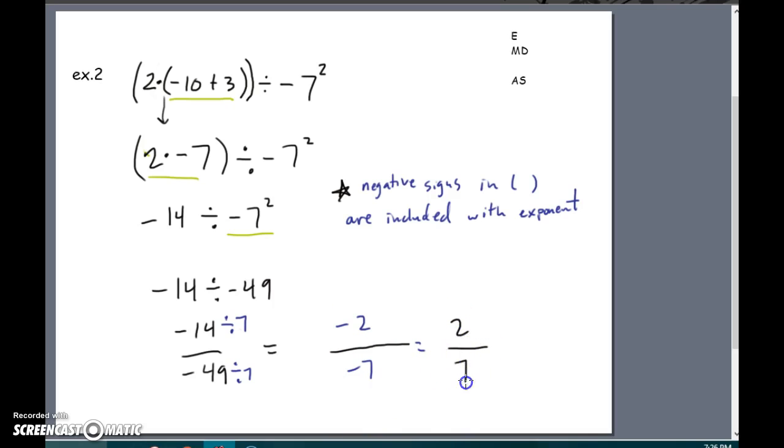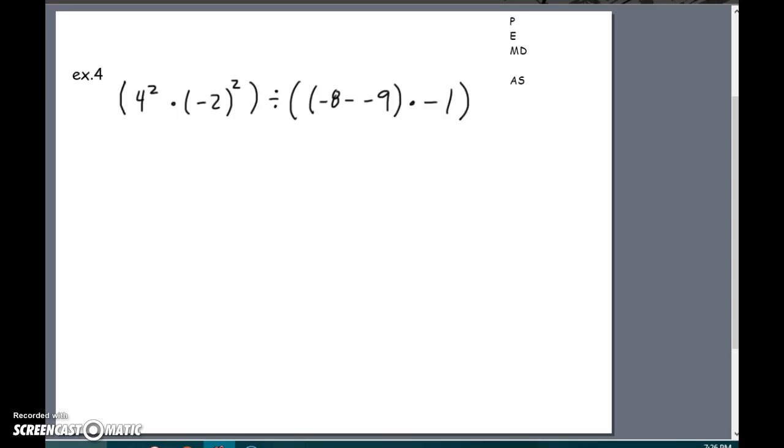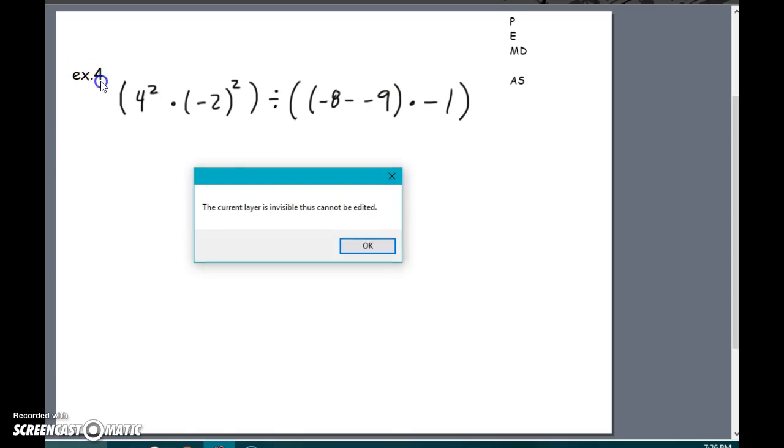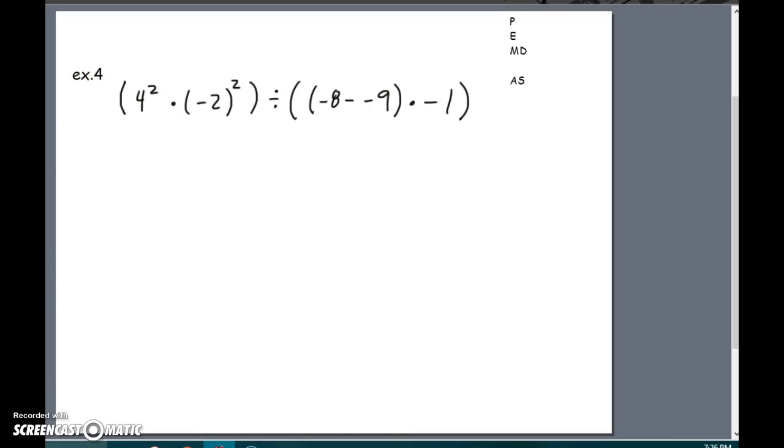So we've got 2 over 7. Done. Cool? Sweet. Alright, example number 3. We're going to go ahead and skip example number 3 and do example number 4. So example number 4 is actually example number 3. I'll go ahead and cross it out so that you don't get confused. That sometimes happens. Boom. Example number 3.